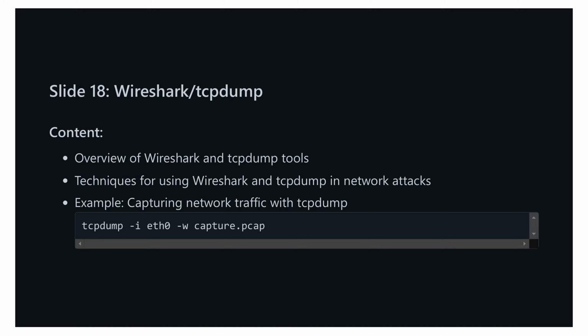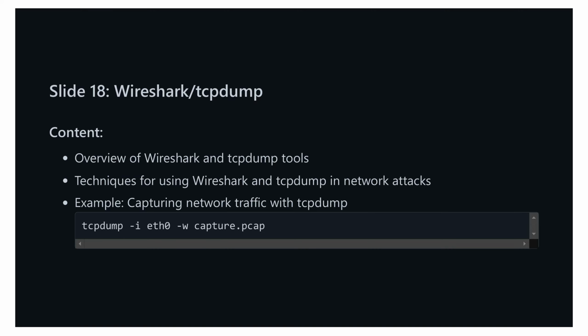Example, capturing network traffic with tcpdump. Now, let's look at a command for capturing network traffic using tcpdump. Bash: tcpdump -i eth0 -w capture.pcap. This command will capture all packets from the network interface eth0 and write them to a file named capture.pcap. This file can be later analyzed with Wireshark to examine the packet data in detail.